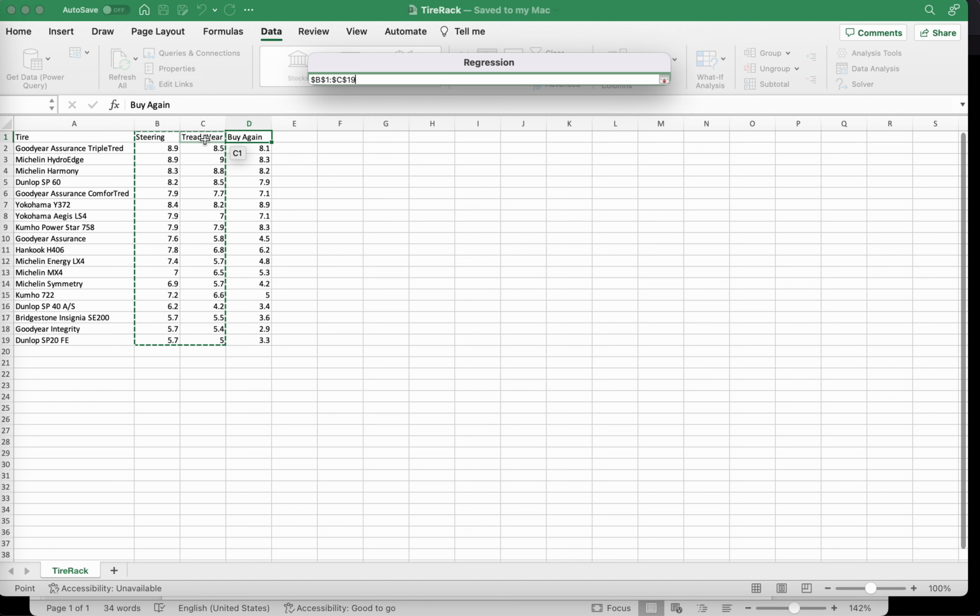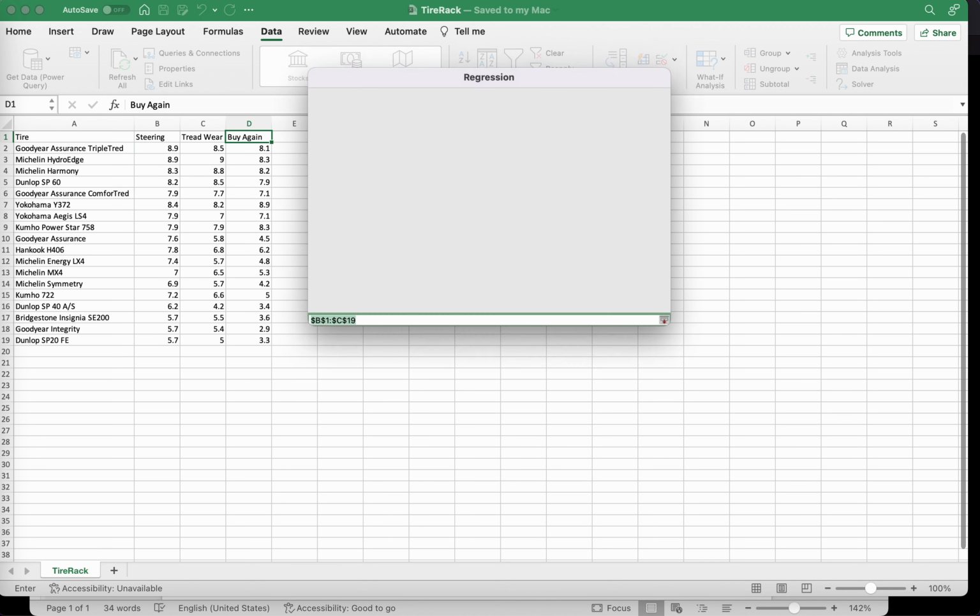Again, what are we trying to do here? We are trying to predict whether customers are going to buy a particular tire again or not, based only on the steering and tread wear ratings. That's basically what we're doing here.